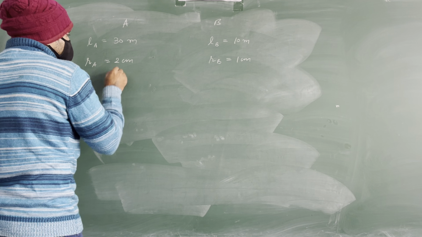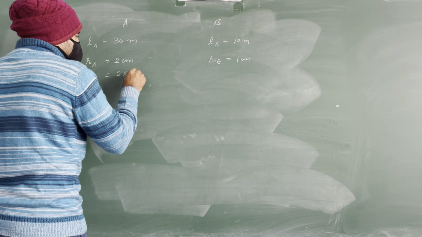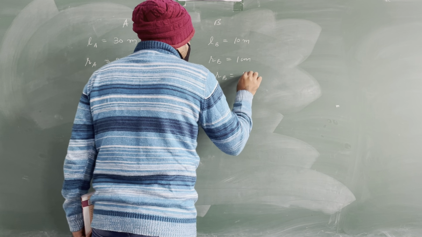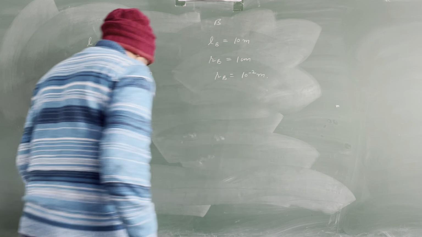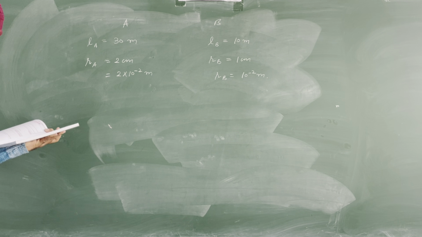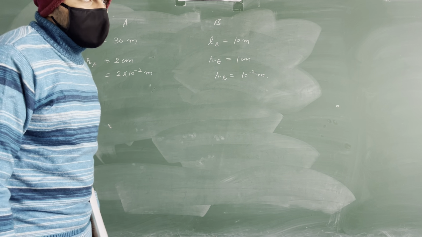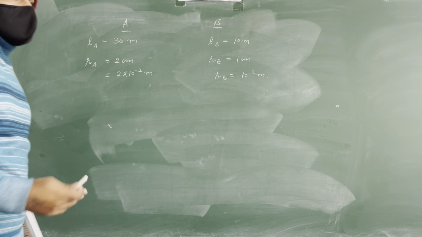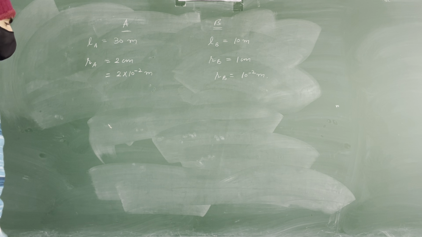Convert these quantities into meter. It will be equal to 2 into 10 raised to power minus 2 meter, and 10 raised to power minus 2 meter. Compare the resistance of the two wires: which will have less resistance? We have to find which of wire A or wire B will have much resistance compared to the other.